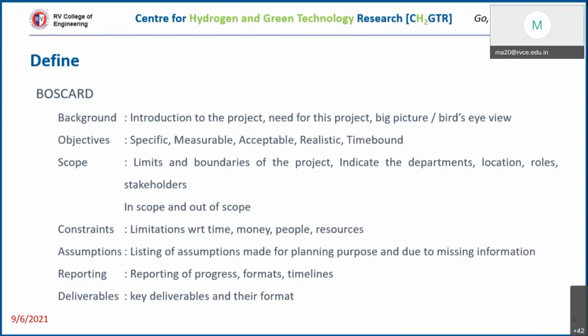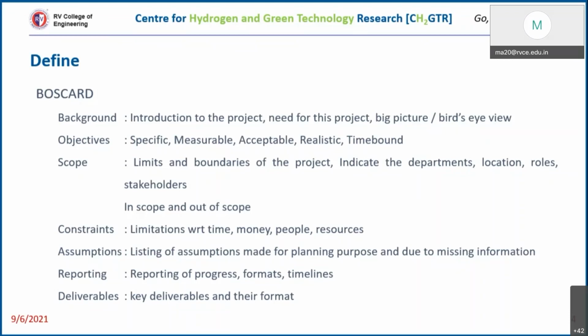Then comes the objectives. You have to define the objectives for the project that you are going to carry out. So how should these objectives be? SMART. It should be specific, measurable, acceptable, realistic, and time bound. You cannot define projects which don't have a time limit. Timeline is very important. Whether it is 1 month, 6 months, 1 year, doesn't matter. Plan accordingly. You should take all these things into account while defining the objectives of that project.